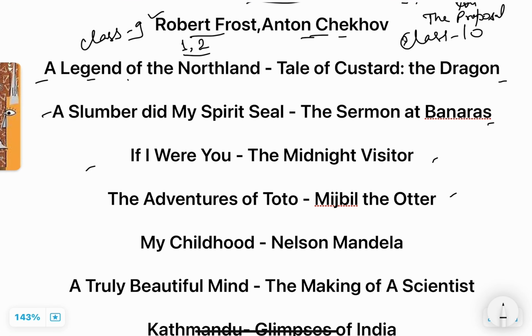Next, you have learnt about the poem A Legend of the Northland. You can easily recall this poem. This was a long poem but very easy, and it told us a story. That means this was a ballad. So in class 10, we will read a poem called Tale of Custard the Dragon. I have uploaded videos related to these topics, so you can watch those videos as well.